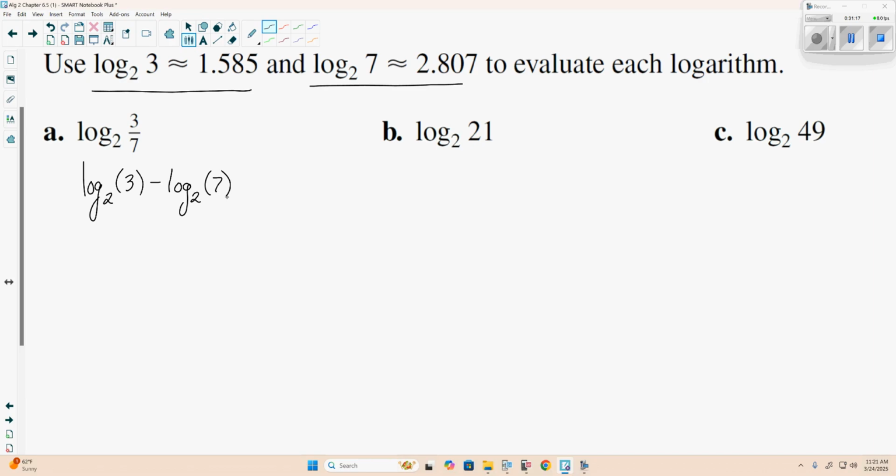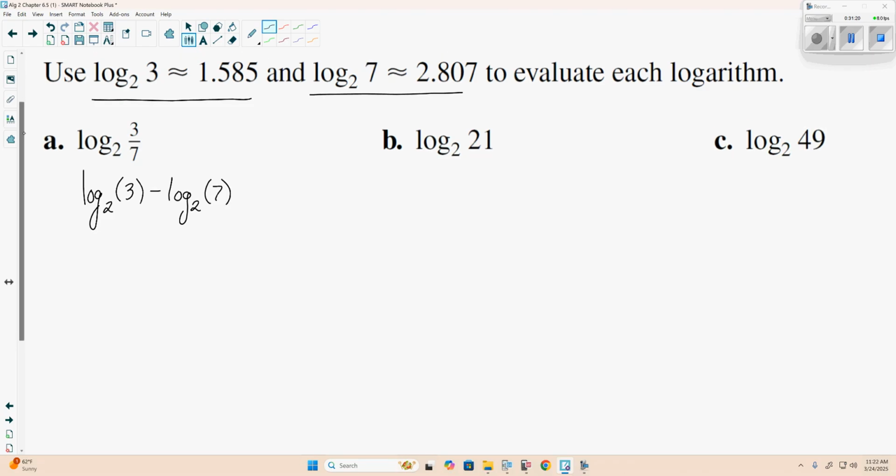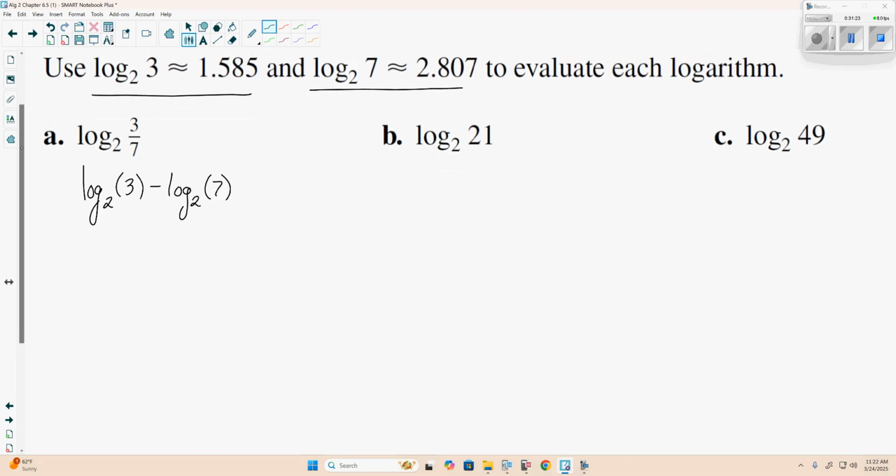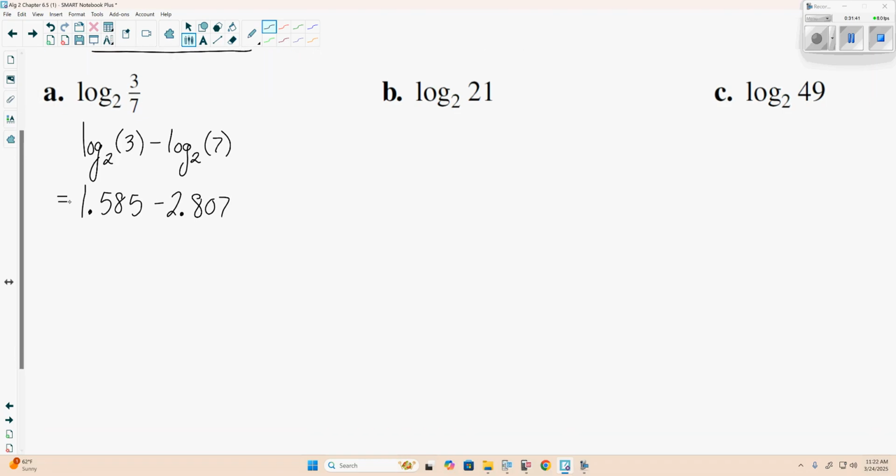And the reason this is helpful as well, I know what log base 2 of 3 is. Log base 2 of 3 is 1.585. And we're subtracting from it log base 2 of 7, which is 2.807. So even though we didn't know what log base 2 of 3/7 is, using this quotient property, it did give us two logarithms that we have the approximate value for. And now all we have to do is subtract these here.